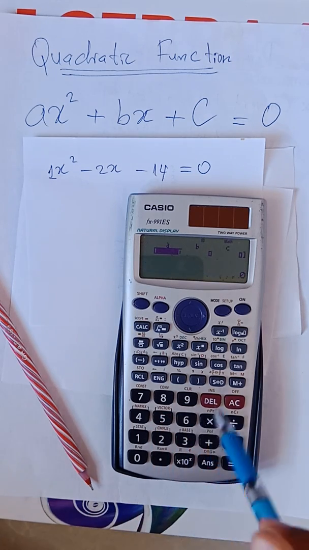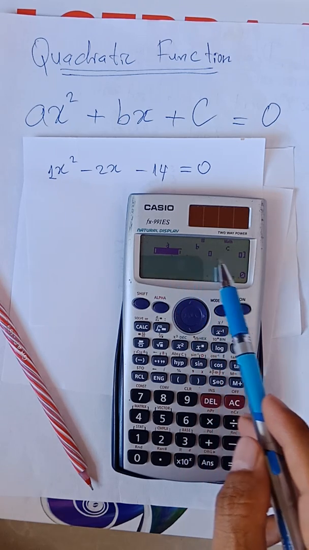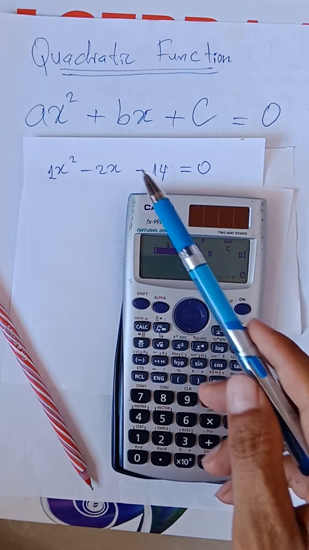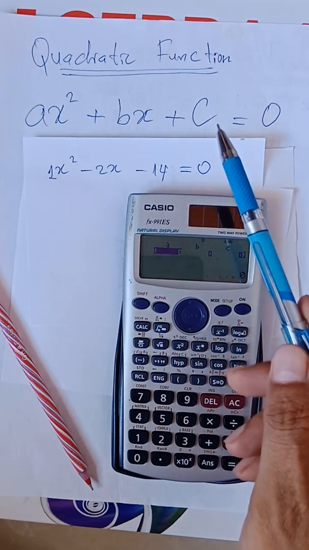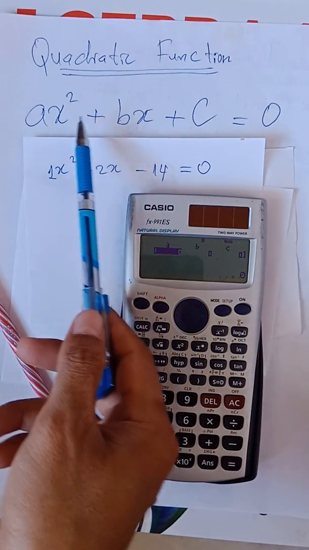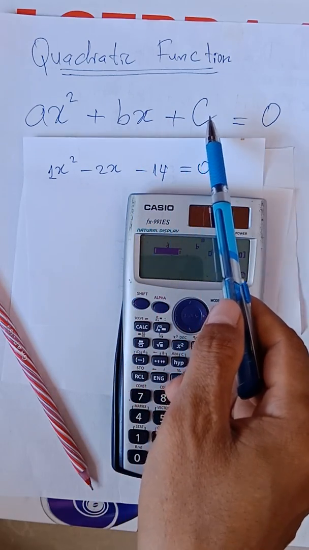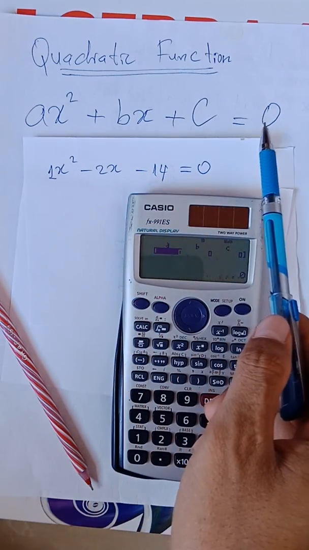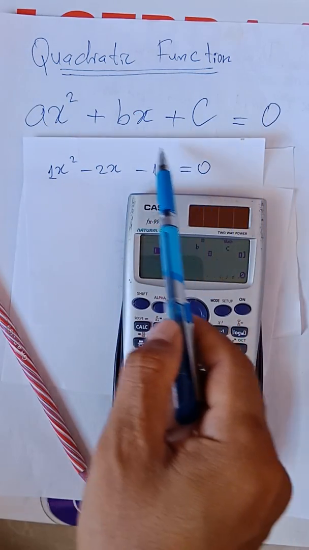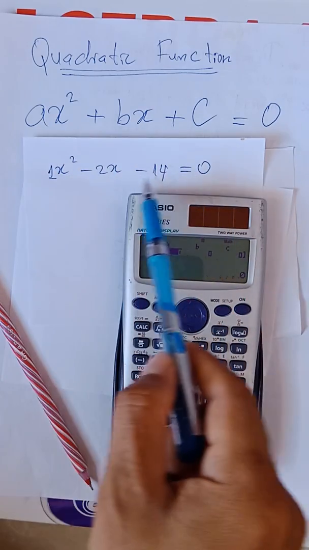Now you have the A value, the B value, and the C value. Now look at the form of a quadratic function. You have the A value with the x squared, the B value with the x, and the C value is a number by itself. So this is the form. Look at the example right here. It's already in that form.